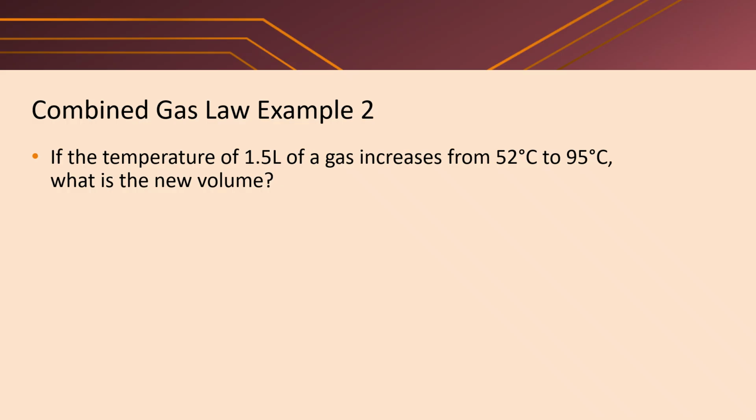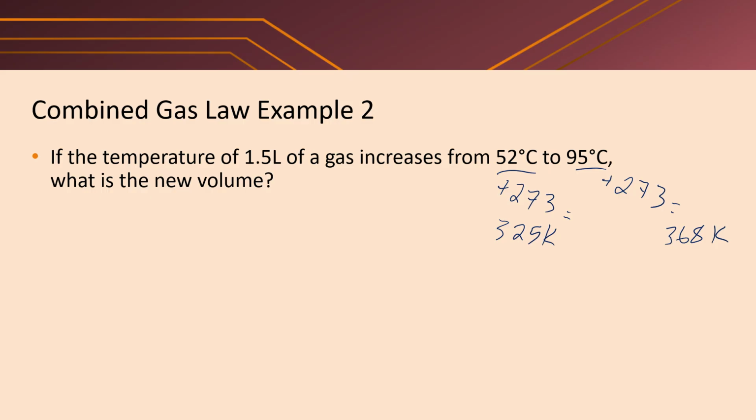Let's try another one. The temperature of 1.5 liters of gas increases from 52 Celsius to 95 Celsius. What's the new volume? Uh-oh, it's in Celsius. We said that it has to be in Kelvin for the combined gas law. So for both of those, I'm going to add 273 to get the Kelvin temperature. So we'll say 325 Kelvin for this one, and when you add, you get 368 Kelvin for this one.